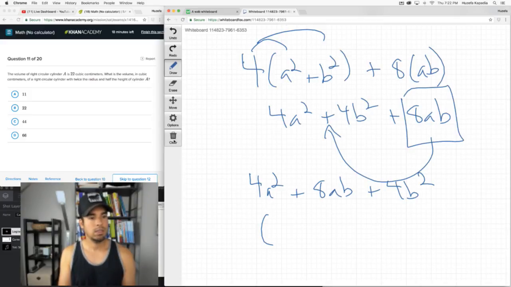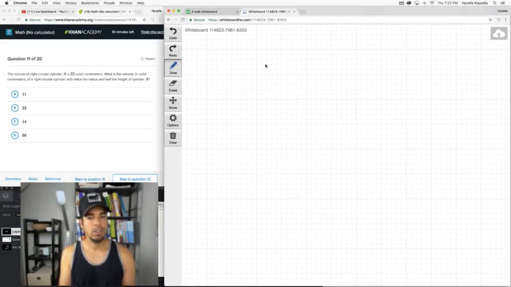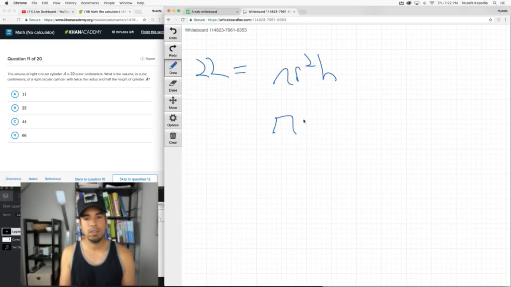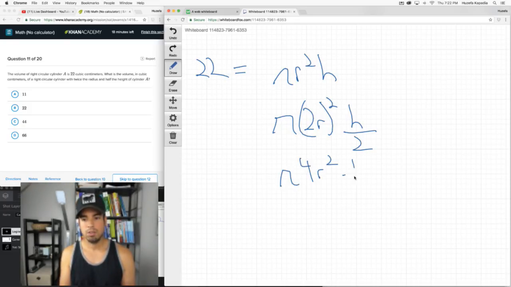All right, number 11. The volume of a right cylinder is 22 cubic meters. Volume of a right cylinder is pi r squared h, and it equals 22, they're saying. Okay, what is the volume in cubic centimeters with twice the radius? They want twice the radius. Make sure to square the 2 as well. And half the height, h over 2. Well, let's calculate this out. Pi, this becomes 4r squared. This becomes h over 2. These cancel out to become 2 over 1, right?